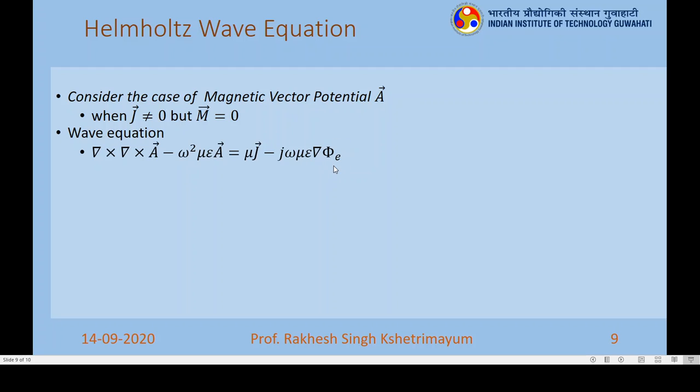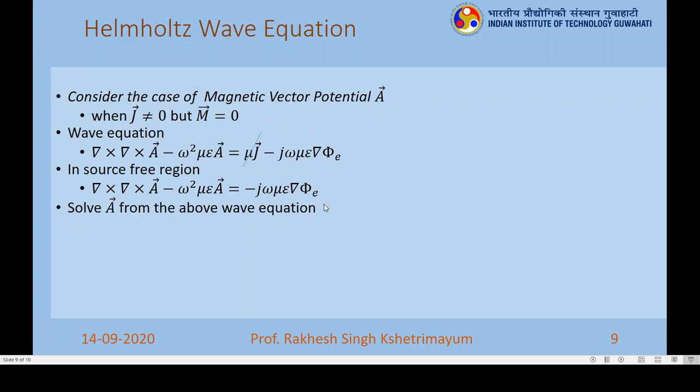This is the electric potential. J is the electric current density. A is the magnetic vector potential. And if we consider a source free region, let's say free space, in that case I will not have any current flowing in free space. So this term will be 0. So the wave equation for the source free region will be curl of A minus omega square mu epsilon A is equal to j omega mu epsilon del phi E.